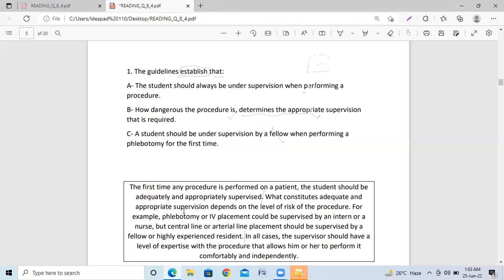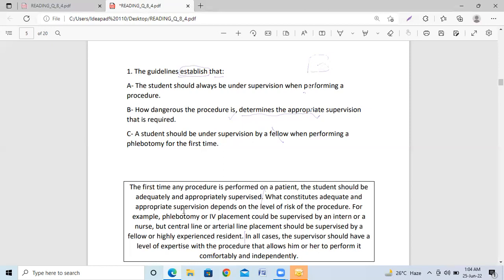And then they have given examples like phlebotomy or IV placement, which can be supervised by an intern or a nurse, which are simple procedures. But then they have also given examples of complex procedures, for example, central line or arterial line. So for these procedures, a fellow or experienced resident is required. So we have different procedures and different supervision is required for them. Then it says that if a person is supervising any other person, he or she should be able to perform that procedure as well, comfortably and independently.